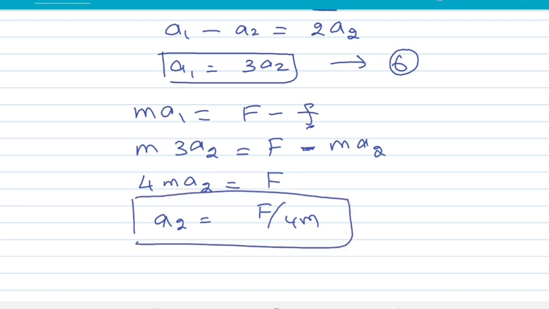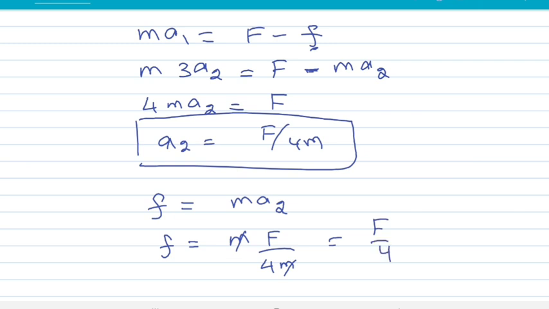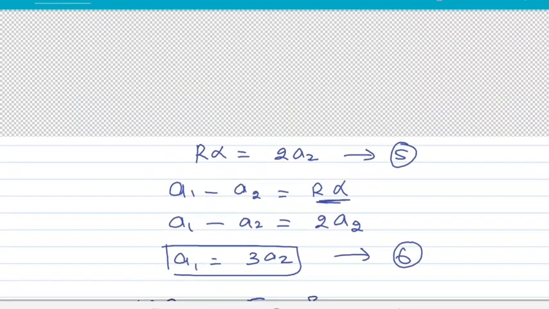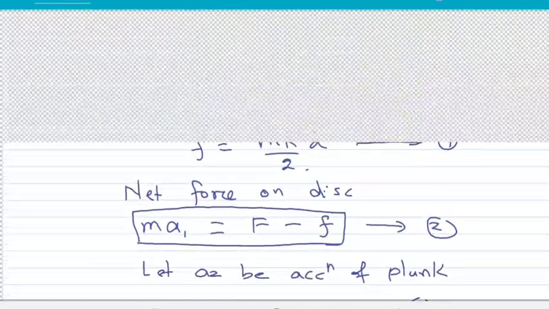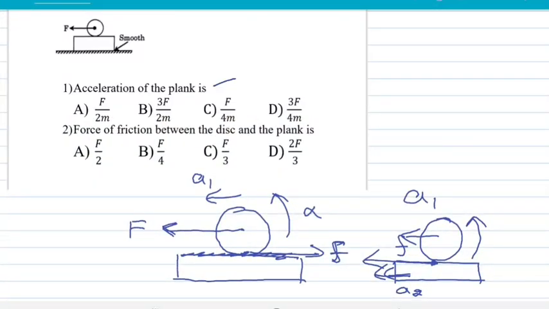Once we have the acceleration, we can find the frictional force. The frictional force is given by m into A2, so f is equal to m into A2, with A2 equal to F by 4m. M is cancelled, so the frictional force is F by 4. So the acceleration of the plank is F by 4m, and the force of friction between the disk and the plank is F by 4.